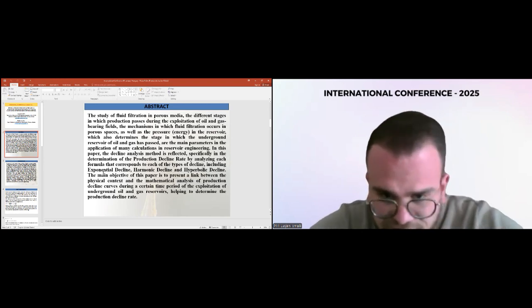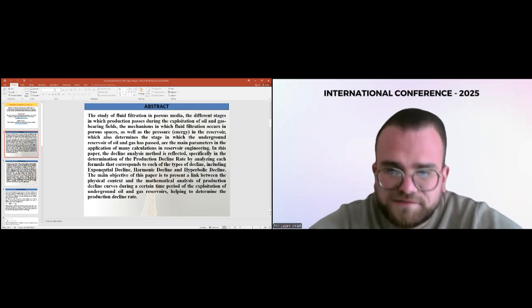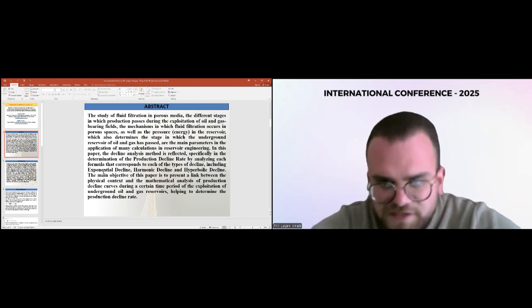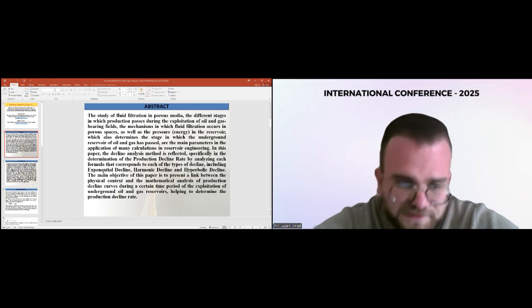The main objective of this paper is to present a link between the physical context and the mathematical analysis of the production decline curve during a certain time period of the exploitation of an underground oil and gas reservoir, helping to determine the production decline rate.